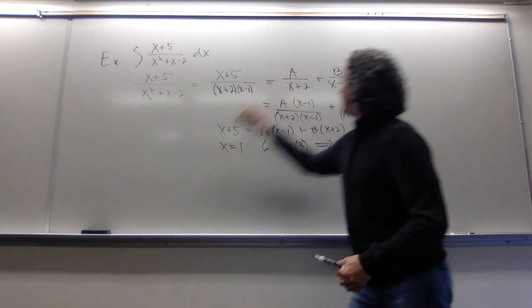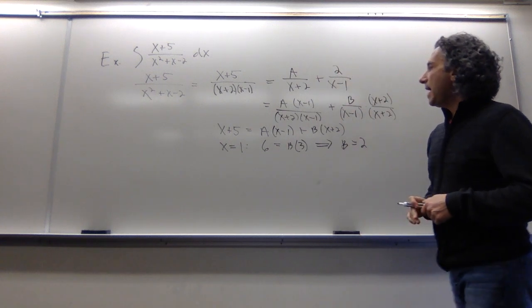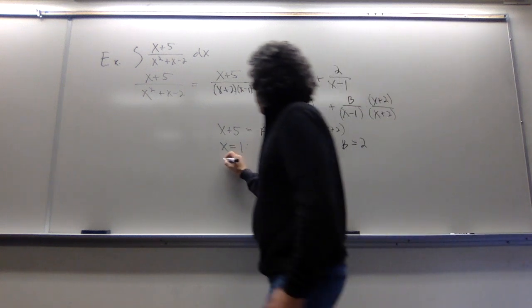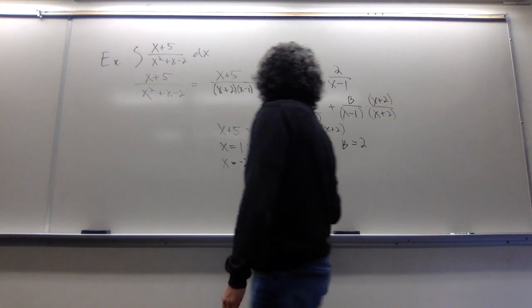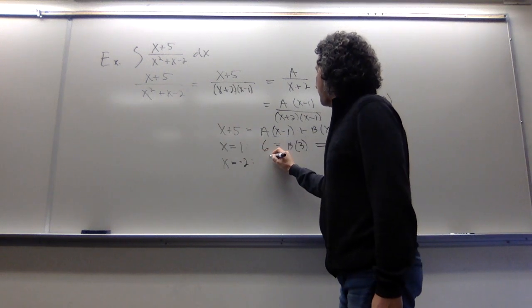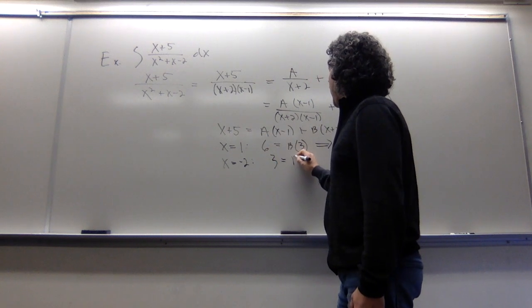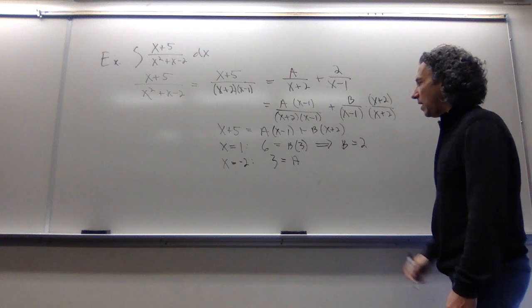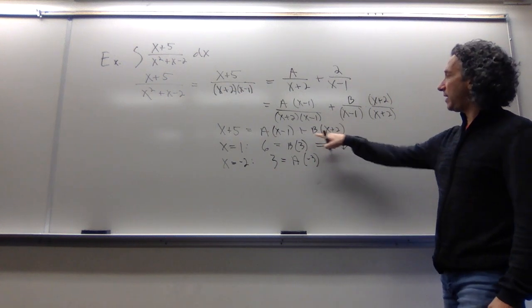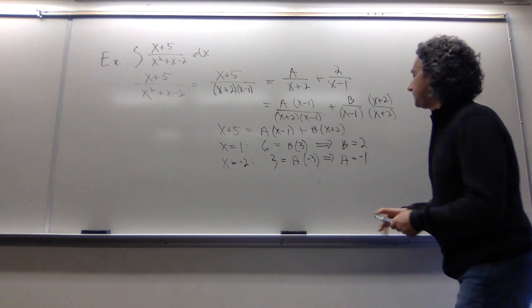So I'm going to erase this up here and rewrite this as a 2. Hopefully you see the game that we're going to play. I'm going to set x equal to minus 2 to solve for my a value, because then I have that minus 2 plus 5, or 3, is equal to a times (minus 2 minus 1), or minus 3, plus, once again, stick the minus 2 in there and I get 0. So I get that a is equal to minus 1.